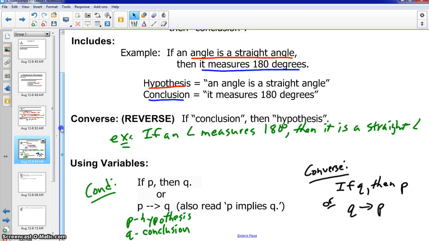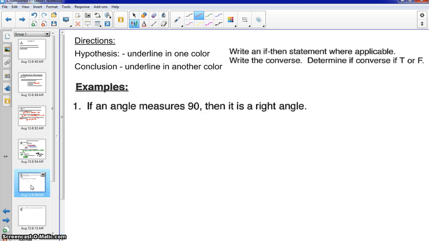So let's take a look at a few examples dealing with conditional statements and converse statements. Directions for these 4 examples: underline the hypothesis in one color, which I'll go ahead and do in red. Underline the conclusion in another color. I'll go ahead and do that in blue. Then over to the right here, we want to write an if-then statement where needed. So in other words, if the statement given to you is not in if-then format, we need to first write it in that format. Then we will write the converse and determine whether or not it's true or false.